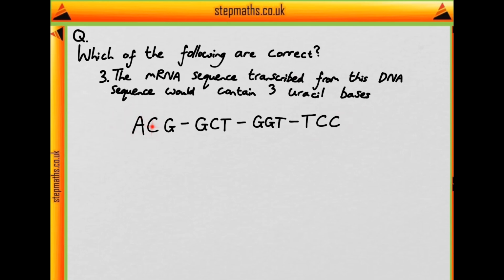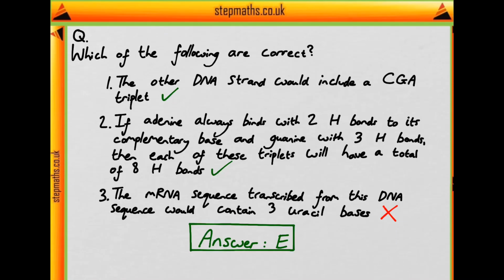However, we can see that we only have 1 adenine, and so we would only have 1 uracil base in the mRNA sequence transcribed from this DNA. So this third statement is incorrect. And so, as statements 1 and 2 are correct, and statement 3 is incorrect, our answer is E.